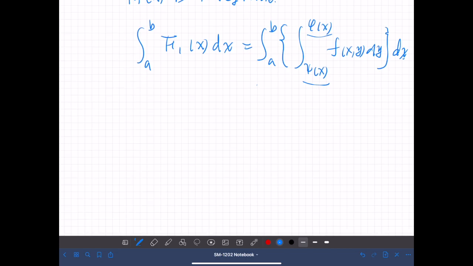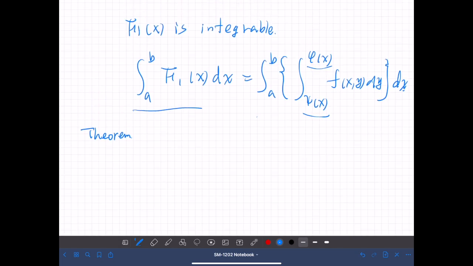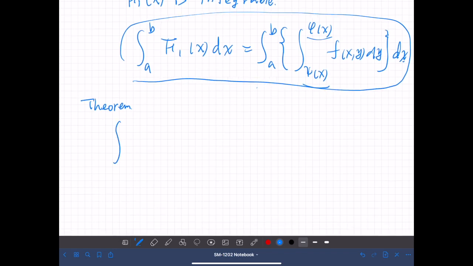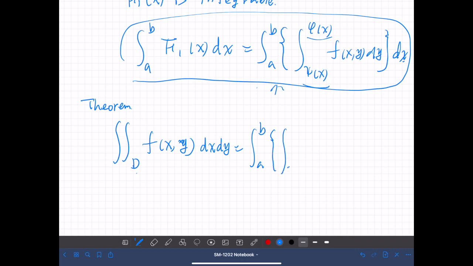Next, we need to show the next theorem. Okay, we have just seen that this integral is well defined, but it remains to be shown that the double integral, the original double integral of this function on the region D, is indeed equal to this integral. Now let's prove this.